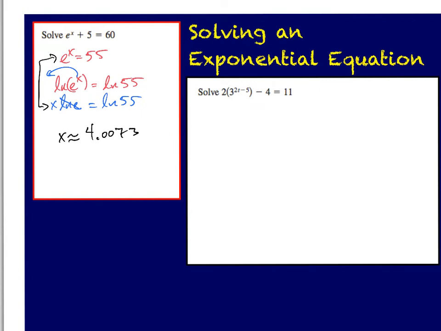All right, fantastic. So now I have 2 times the quantity, 3 to the power of 2t minus 5, minus 4 is equal to 11. All right, so we got lots of steps going on here. What's going to be my first step? I add 4. All right, so when I add 4, now I end up having 2 times the quantity, 3 to the power of 2t minus 5 is equal to 15. Then what are we going to do? We're going to divide by 2.